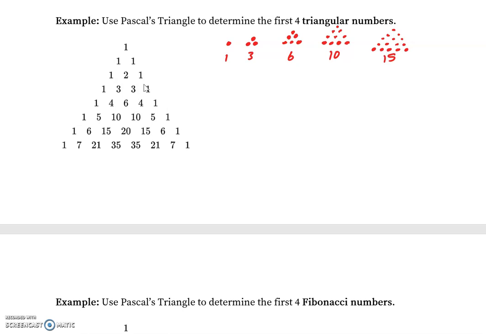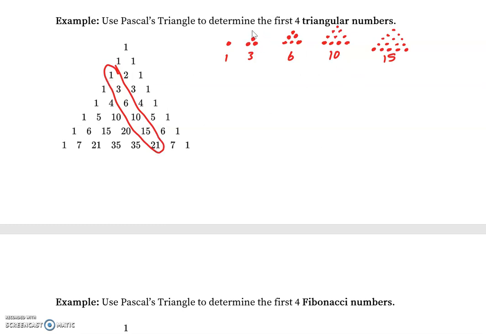So how do we find that somewhere here in the table? 1, 3, 6, 10, 15. Oh, actually, it looks like this is just the 3rd diagonal, right? The first diagonal is all 1s. The second diagonal is just our counting numbers. The 3rd diagonal, these are our triangular numbers.